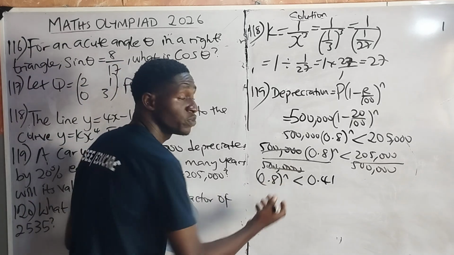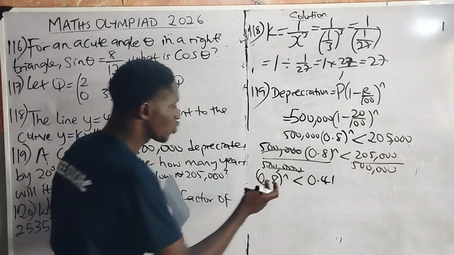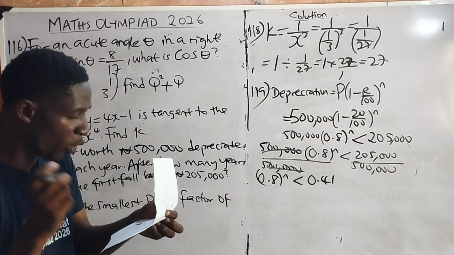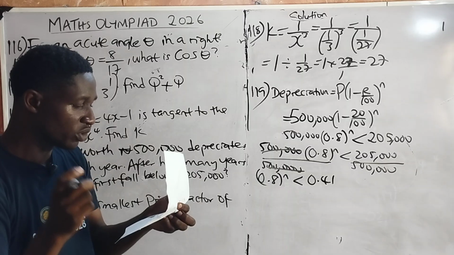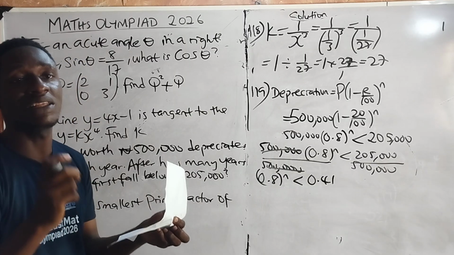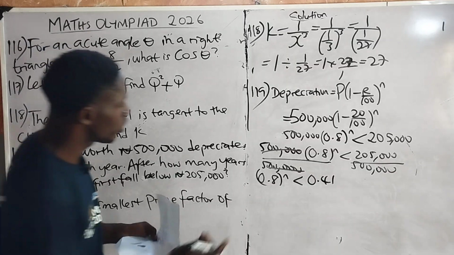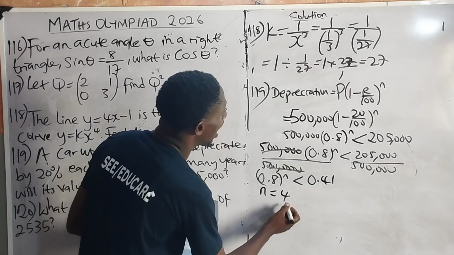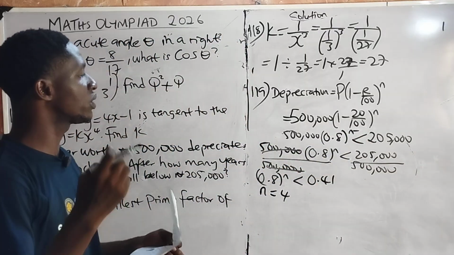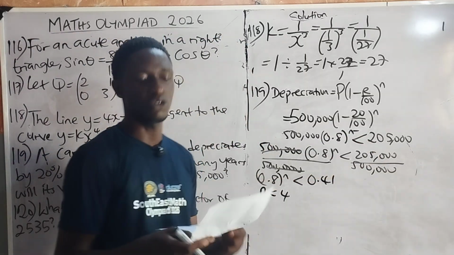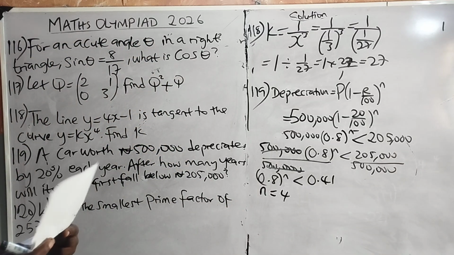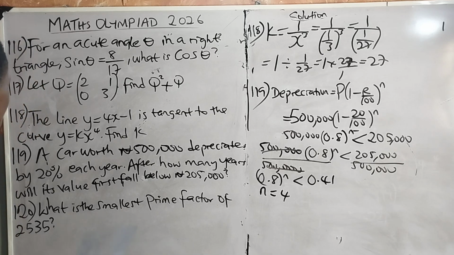What power are you going to put here, based on the options, that when you put it, you will get a value less than 0.41? That is the idea. So the power I'm going to put there that will make it less than 0.41 is when n is equal to 4. If our number of years is 4 and you put it in this formula, we are going to get a value less than 205,000. You're going to get 204,800. So the number of years is 4.